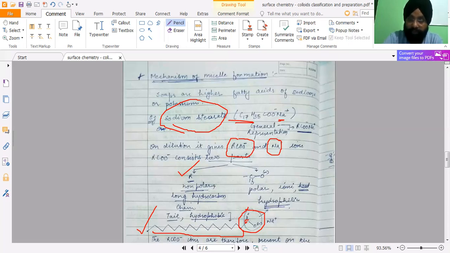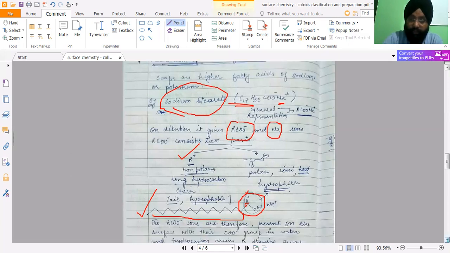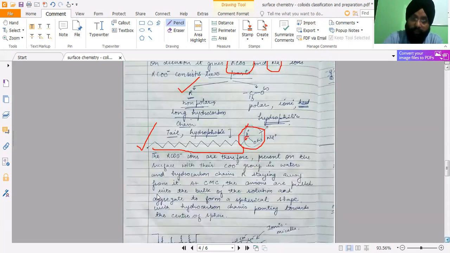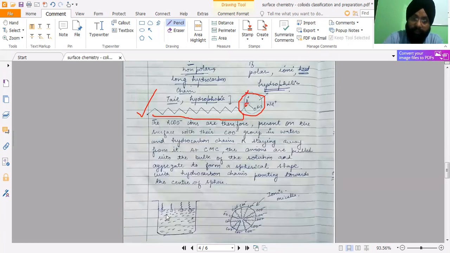Now if we add this into the water, what will happen? The water-loving part is at the surface of the water, and the water-hating part keeps itself out of the water. But at the critical micelle concentration, the concentration of these particles is enough to make a micelle. Then they arrange themselves in this manner.